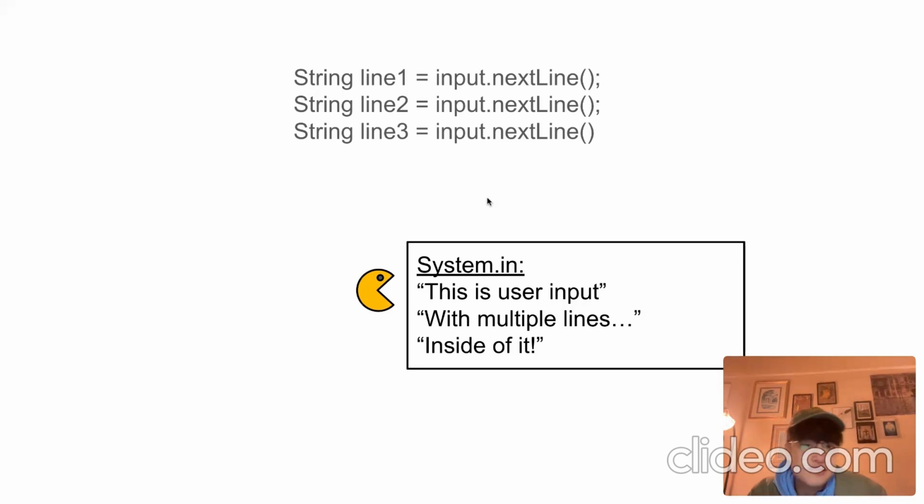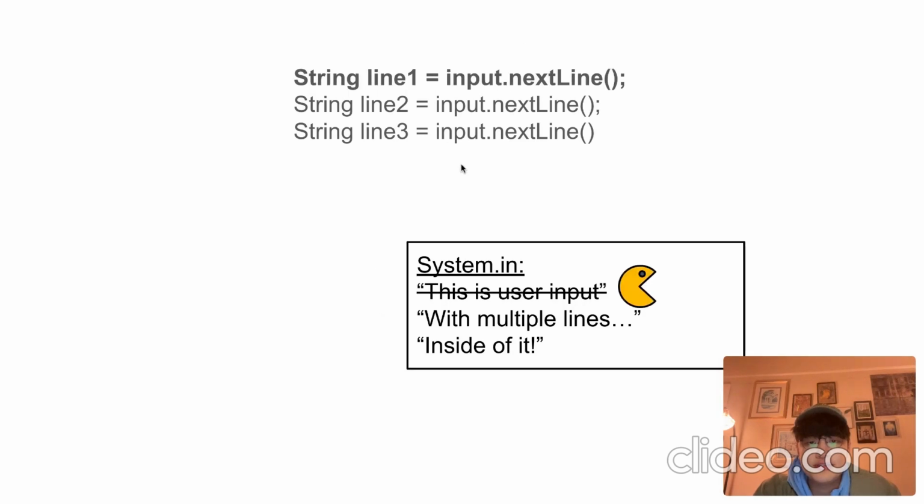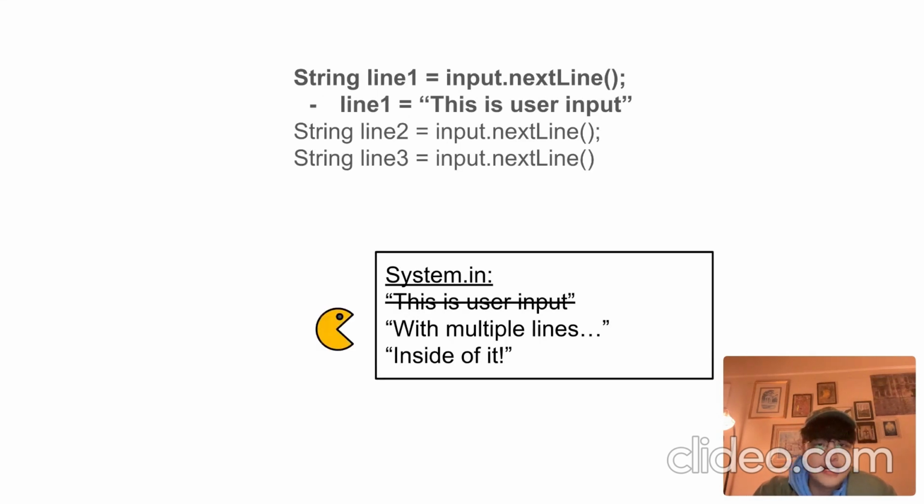So with these 3 lines, it makes sense to call 3 next lines, right? So here we go. Let's execute the first one. Again, the first next line is telling Pac-Man from where you are, eat until the end of the line, tell us what you got. This is user input.